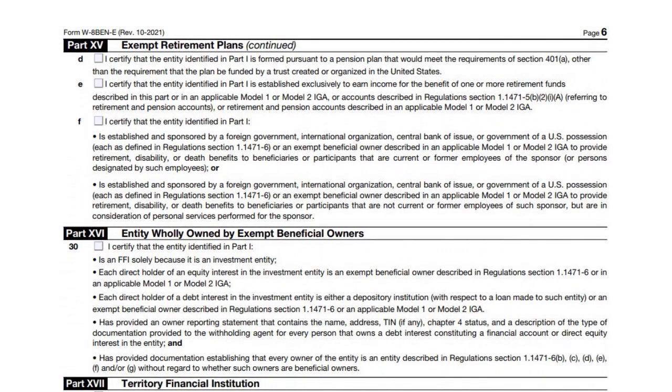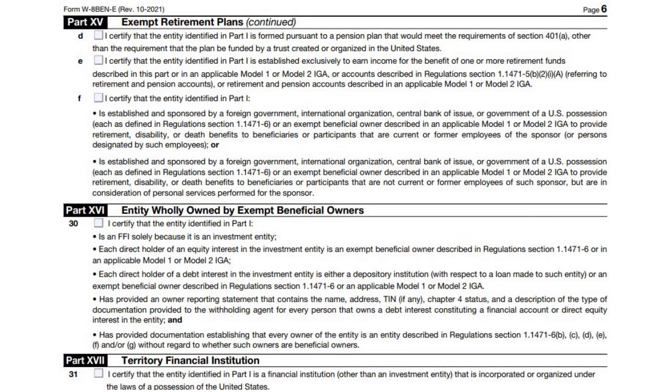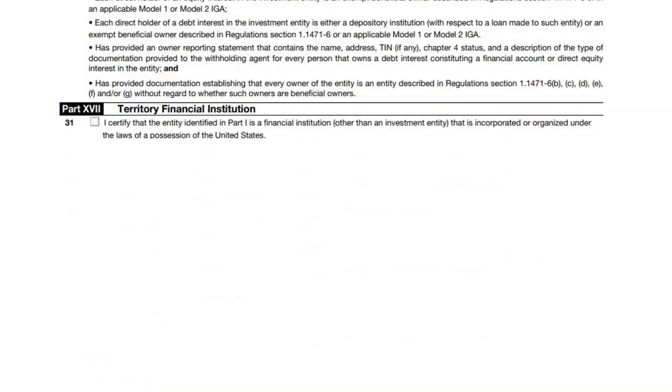Part 15, again, we have exempt retirement plans. So this is continued. This is a long form, by the way. Part 16, you have an entity wholly owned by exempt beneficial owners. Part 17, territory financial institutions, a TFI.